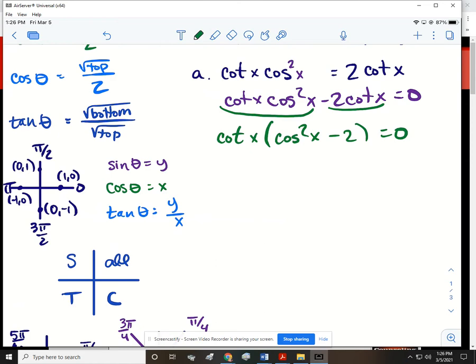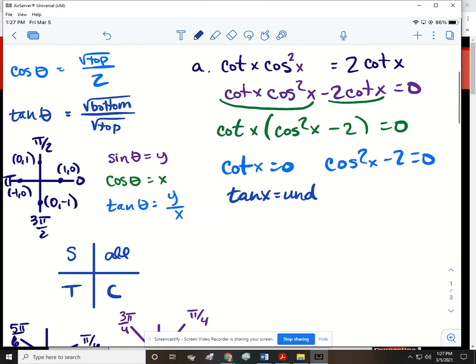All right. So now, if these multiply to give you 0, that means that either cotangent of x is equal to 0 or cosecant squared of x minus 2 is equal to 0. So we'll set them both equal to 0. Now, we don't have a hand trick or a unit circle thing for cotangent, so we'll do the reciprocal. So if the cotangent of x is 0, then the tangent of x is the reciprocal of 0, or undefined. Okay, so for tangent that is either equal to 0 or undefined, we're going to go to this right here.